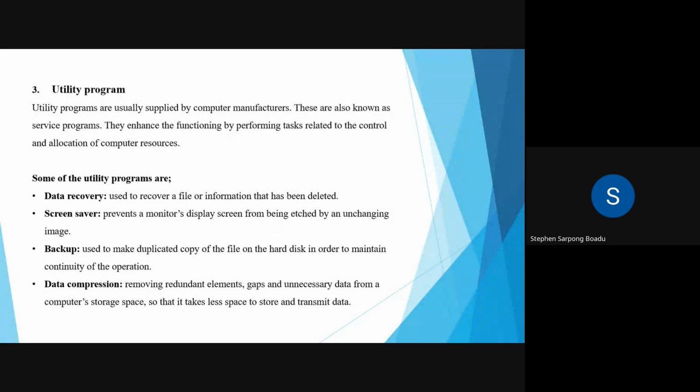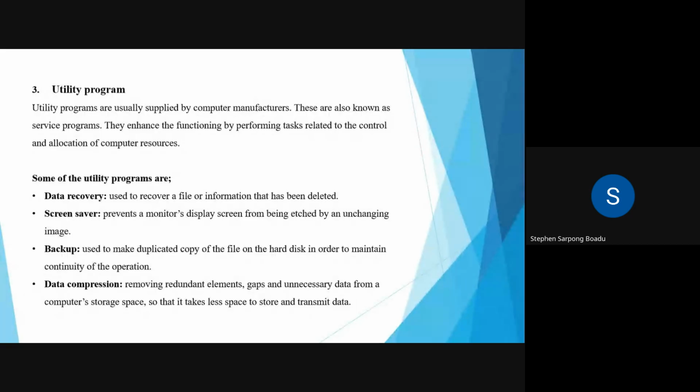What they do is that they support the operating system by performing some tasks. Normally, they are produced by the manufacturers of the computer. They are normally installed along with the operating system and all those things. All right, so let's look at some examples of utility programs. You have data recovery. Data recovery is used to recover a file or information that has been deleted.